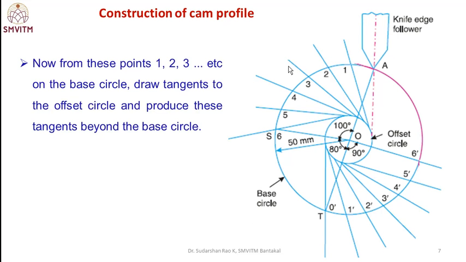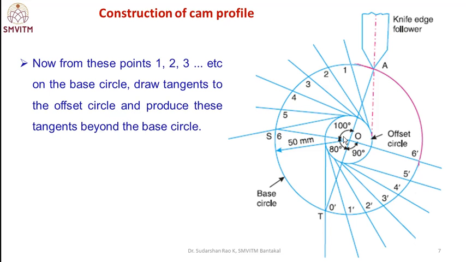Now we construct the offset lines. From these points, that is points 1 to 6 and 0 dash to 6 dash, draw tangents to the offset circle drawn, and produce these tangents beyond the base circle.